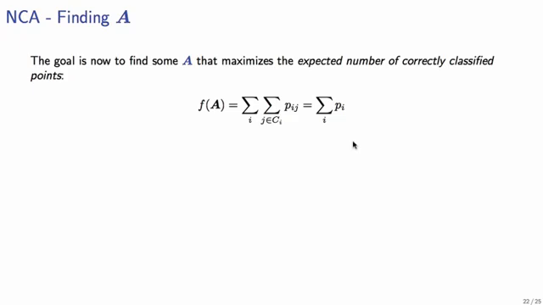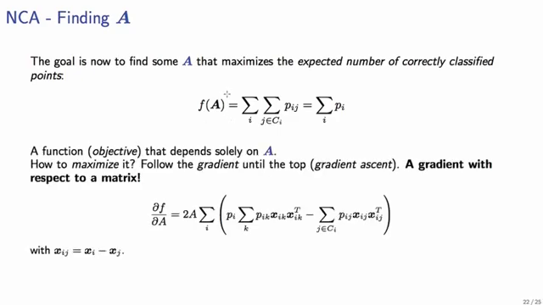Finally, we can use this to maximize the expected number of correctly classified points. This function right here gives us an objective that solely depends on A. So in order to maximize it, we can just use gradient ascent, and by that find a good value for A. The gradient for the function f with respect to the matrix A looks a bit complicated, and you will take a look at how this is exactly computed in the tutorials.